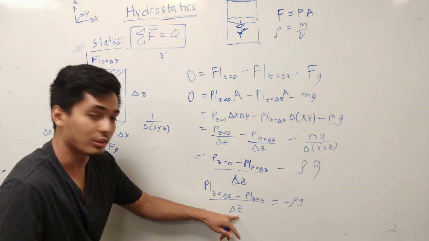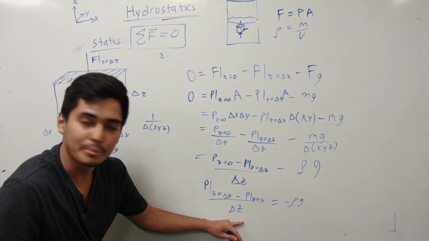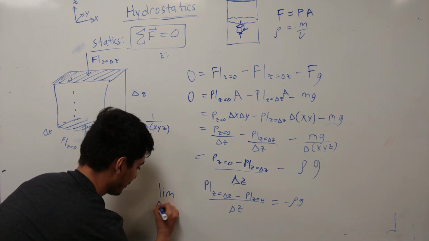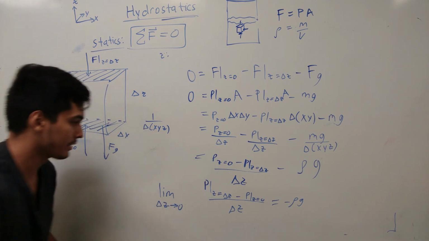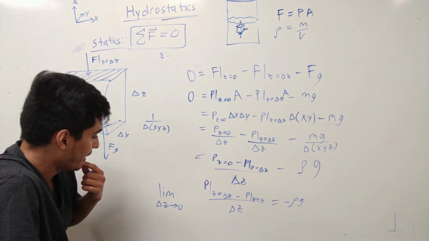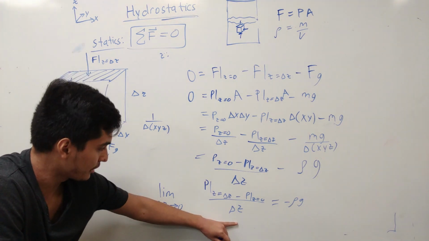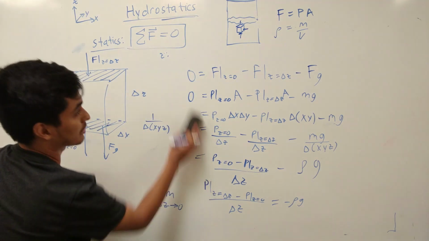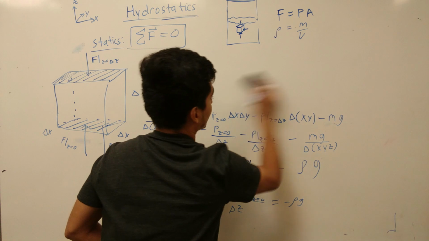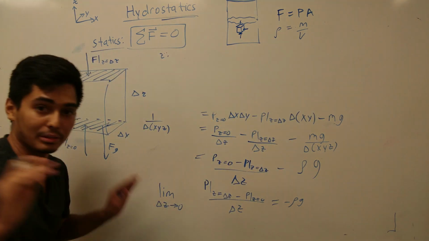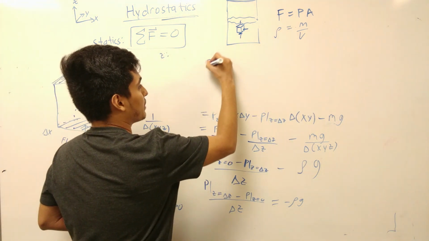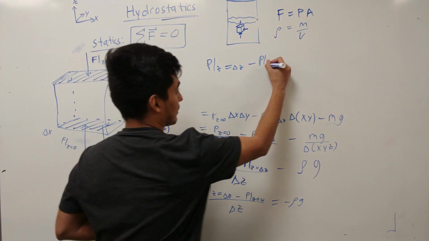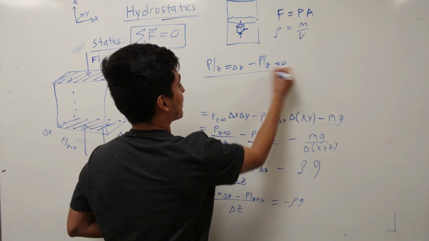Just to wrap it all home, hey look, this is delta z. If we take the limit as delta z approaches 0, huh, that's pretty familiar. So this is going to be a what? I'm sorry for erasing this, but I'm just too excited about this. Let me rewrite it, okay? Make sure we're on the same page here. p at z equals delta z minus p at z equals 0, divided by delta z.